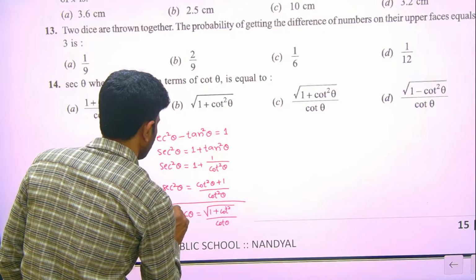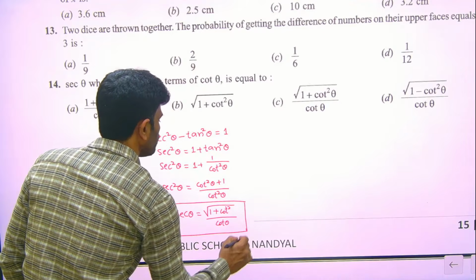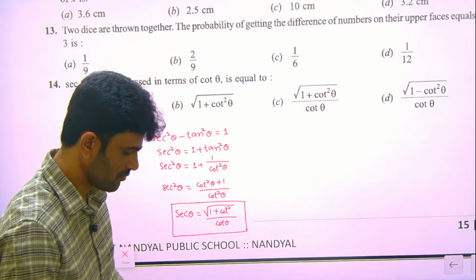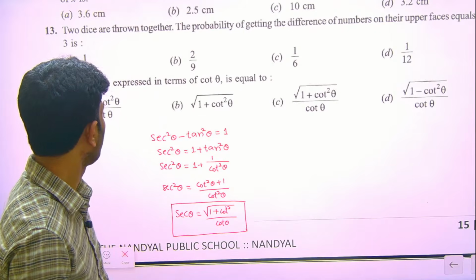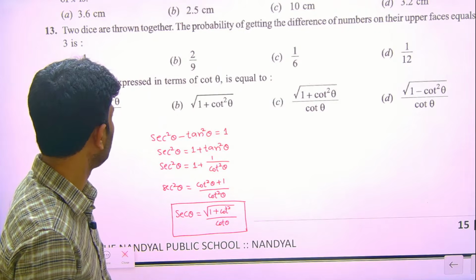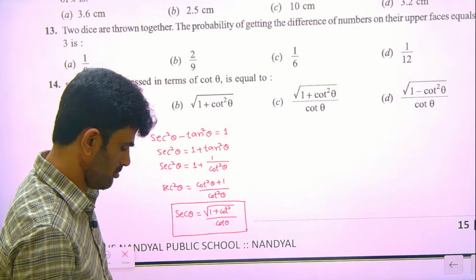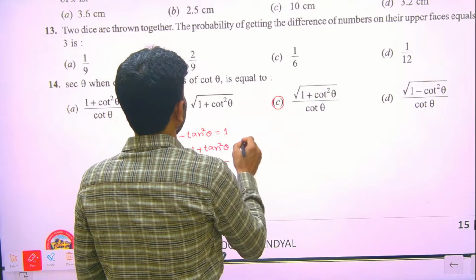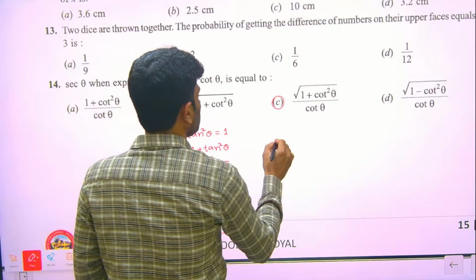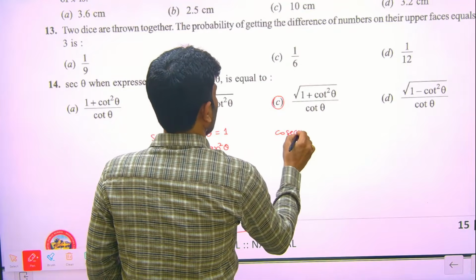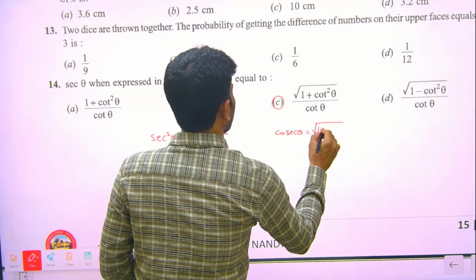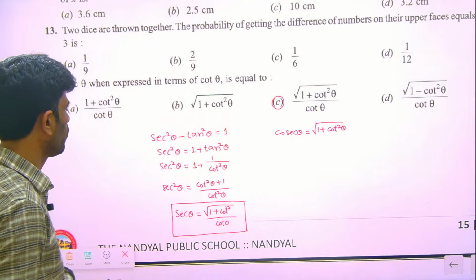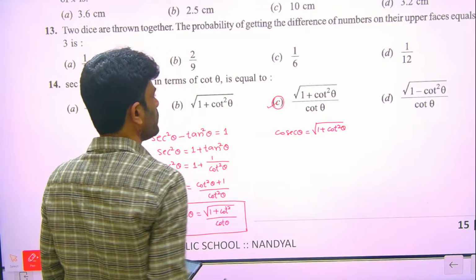So which option is correct? It's not B. It is C. Root over 1 plus cot square theta is cosec theta. Cosec theta is root over 1 plus cot square theta. But we want secant theta, no. So we want secant theta. Option C is correct.